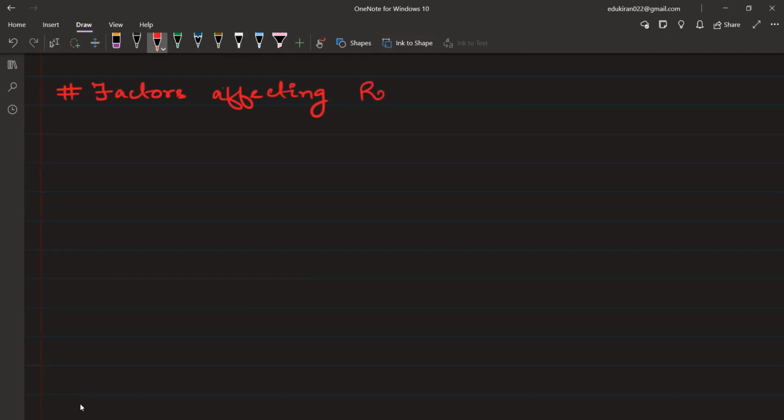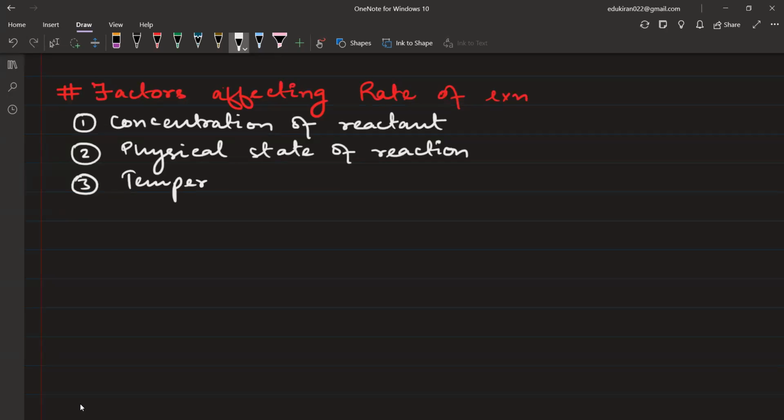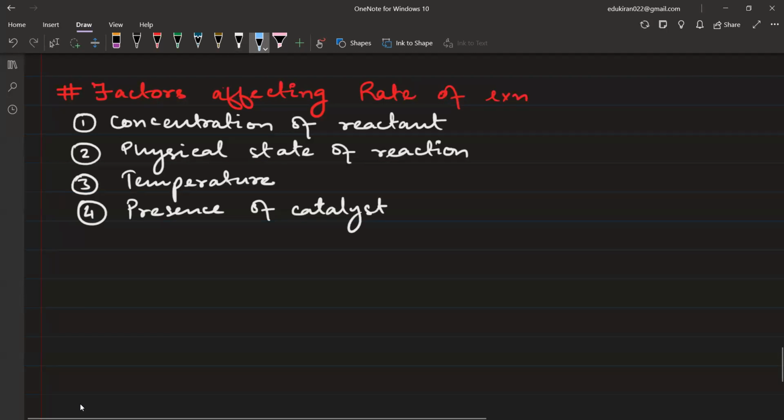Factors affecting rate of reaction. ठीक है, so this is the last topic now. In some of these factors we have already done, some of these factors we have not done. So there are 4 factors that we will be talking about. Number 1 is concentration of reactant. Second is physical state of reaction. Third is temperature. And fourth is presence of catalyst. Right, for the first one, concentration of reactant.